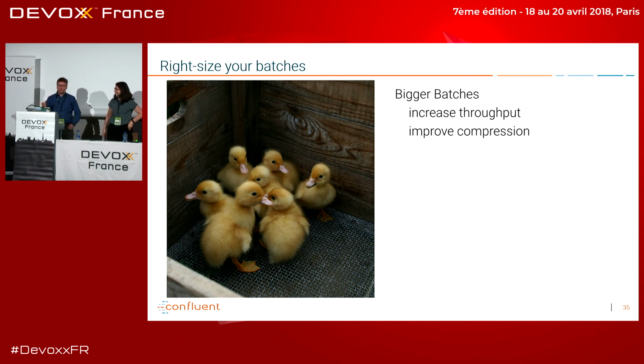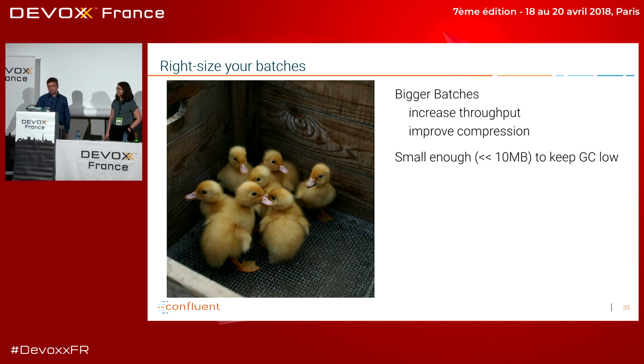All right, so you want to have bigger batches. Bigger batches increase your throughput, they increase your compression, because the compression is done at the batch level. But you still want to keep them small enough so we don't exacerbate the GC. So your messages should not ever exceed like 10 megabytes. I mean, that's really the maximum we recommend. Even by default, I think we recommend a 1 megabyte maximum. But in order to get the batches, it's not actually enough to set the batch size.